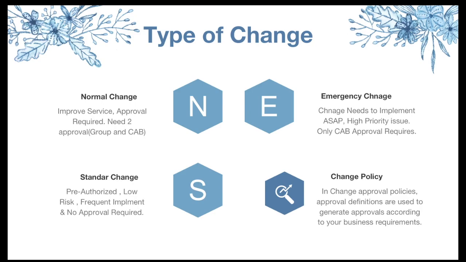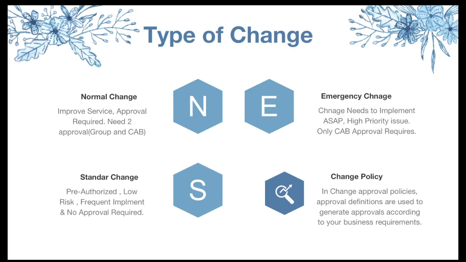Next is the standard change. A standard change is pre-authorized, or you can say pre-approved. It's already approved and it happens frequently. In that case, it does not have much impact on your organization. Let's take the example that you need to replace one laptop for one of the associates. It does not have much impact on the IT industry, but it needs a change. In that case we can say it is a standard change.